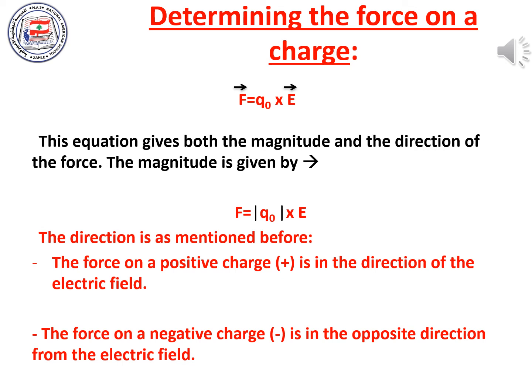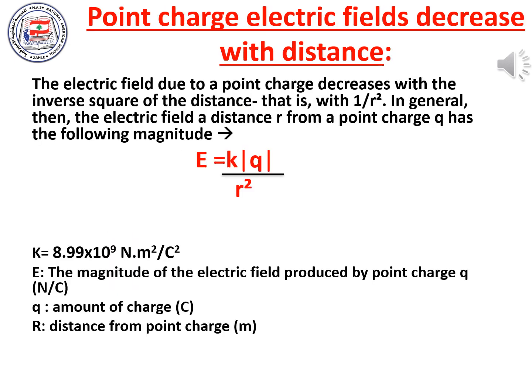If the charge is positive, then the force acting on the charge is in the same direction as the electric field, and if the charge is negative, then the force acting on the charge is in the opposite direction from the electric field. Point charge electric fields decrease with distance.